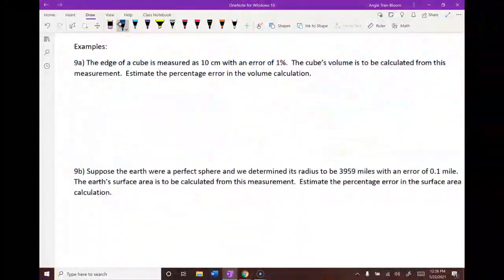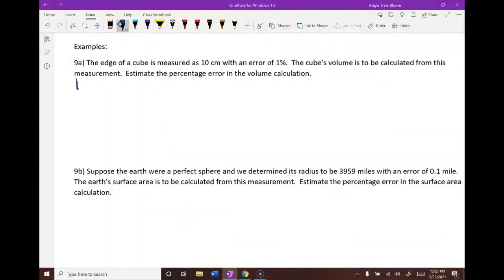Okay, guys, so now we're going to use the application. So we're kind of incorporating example 8 with this. 9a says the edge of a cube is measured as 10 centimeters with an error of 1%. The cube's volume is to be calculated from this measurement. Estimate the percentage error in the volume calculation.